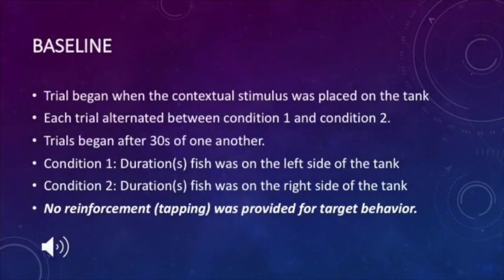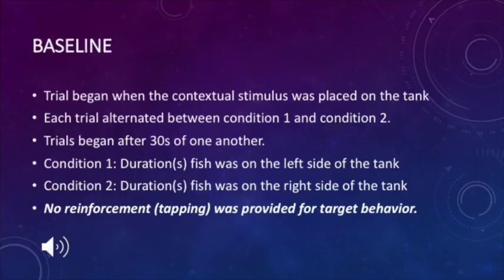A trial began when the contextual stimulus was placed on the tank for the conditions being observed. Trials were alternated between conditions, and each trial was conducted 30 seconds after the termination of the previous trial. Time recording began as soon as the subject entered into the designated area of the apparatus for the specific procedural condition.